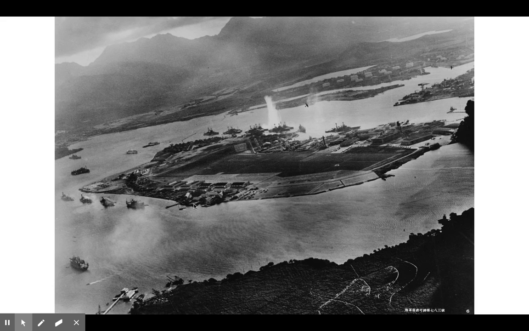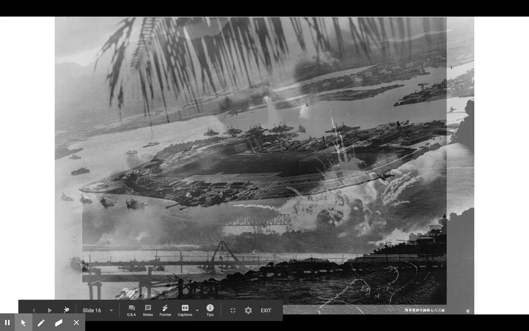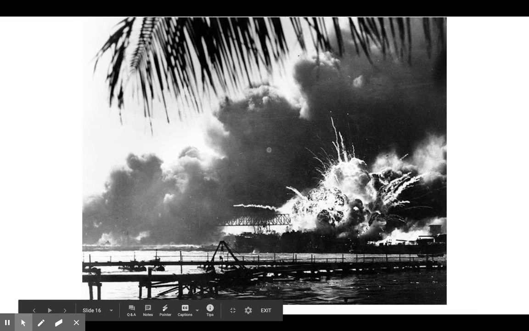And judging by the amount of damage in this picture, this is early on in the bombing of Pearl Harbor. Look at the next one. Here's an explosion. Again, same event, Pearl Harbor, but from a different perspective. The last one was taken from the air. This one's taken from land.